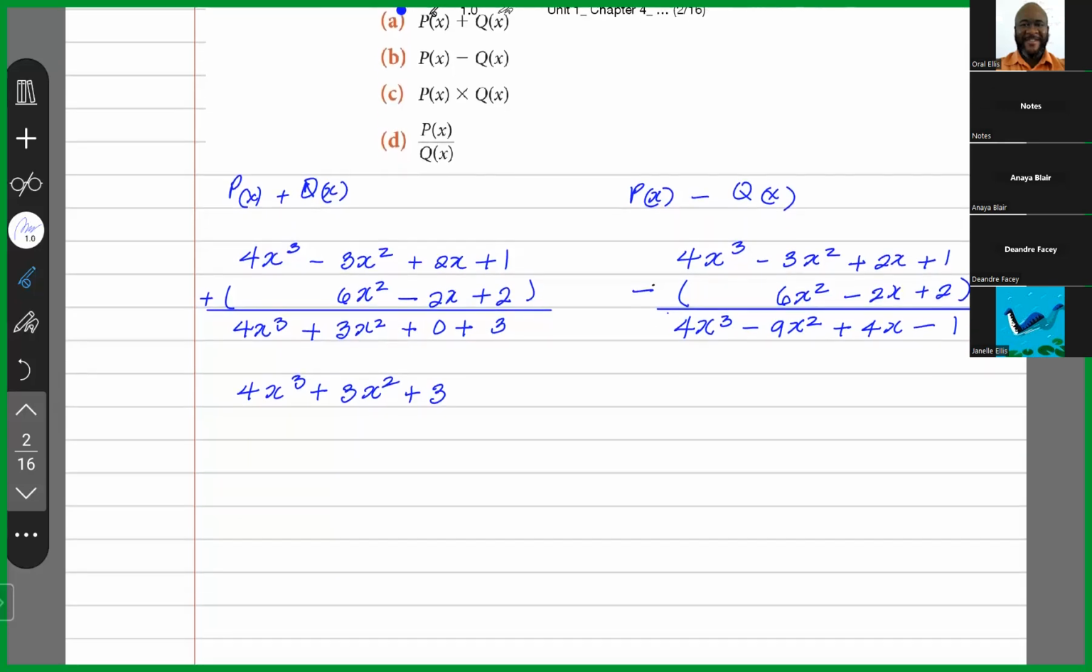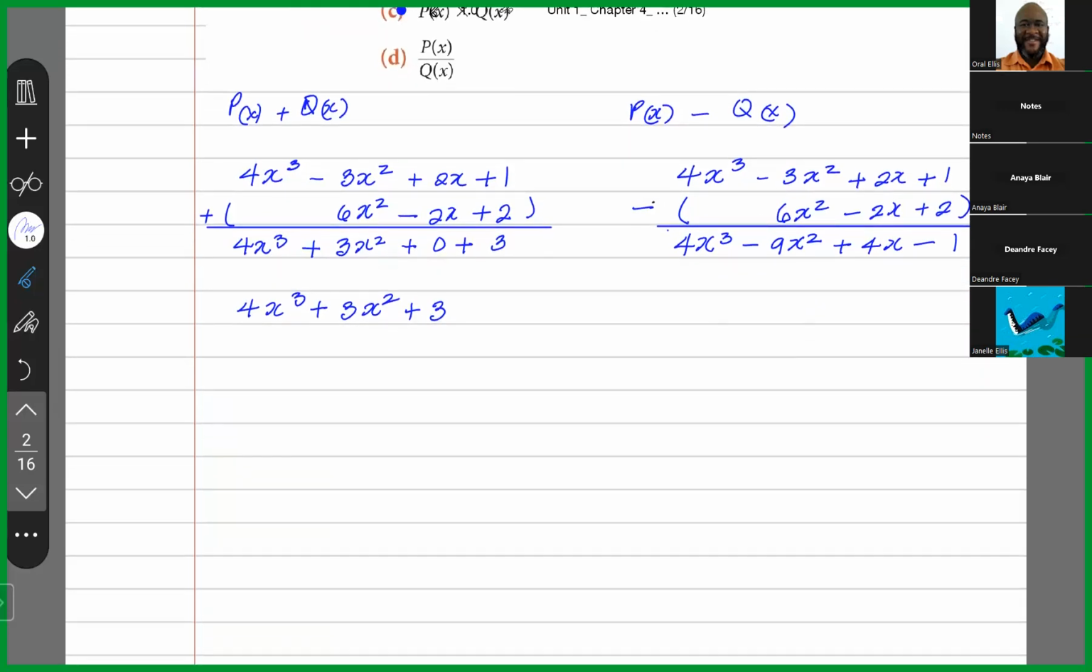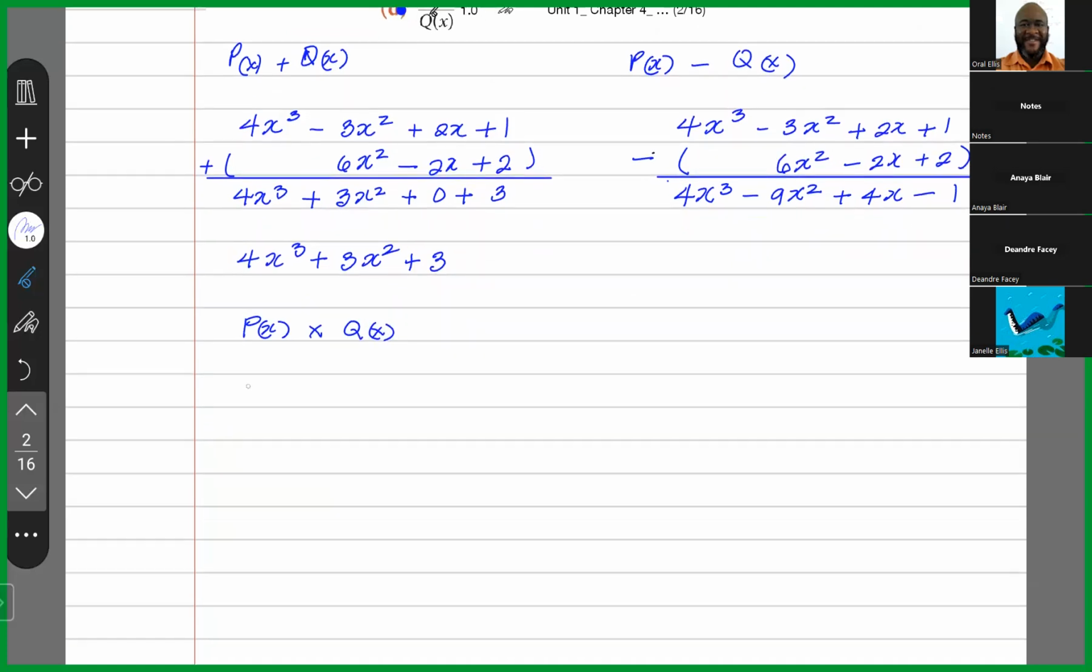All right, let's do p of x multiplied by q of x. I'm going to write the q of x first. Essentially, I'm writing q of x first because it has fewer terms, multiplied by p of x.